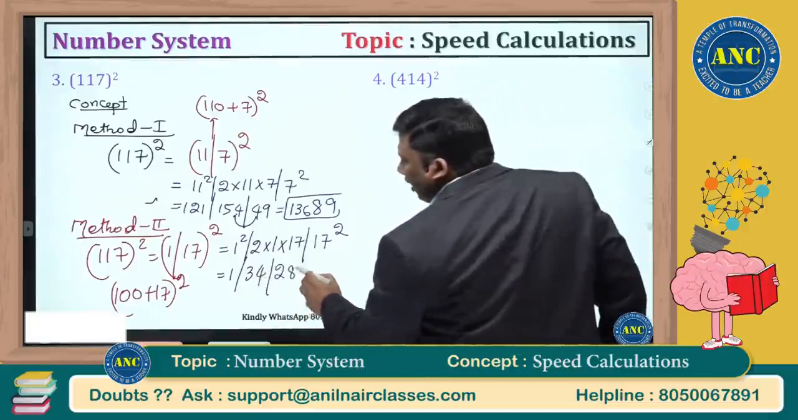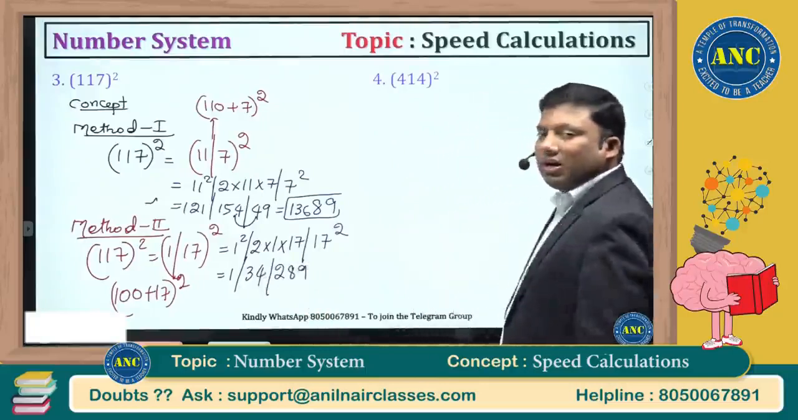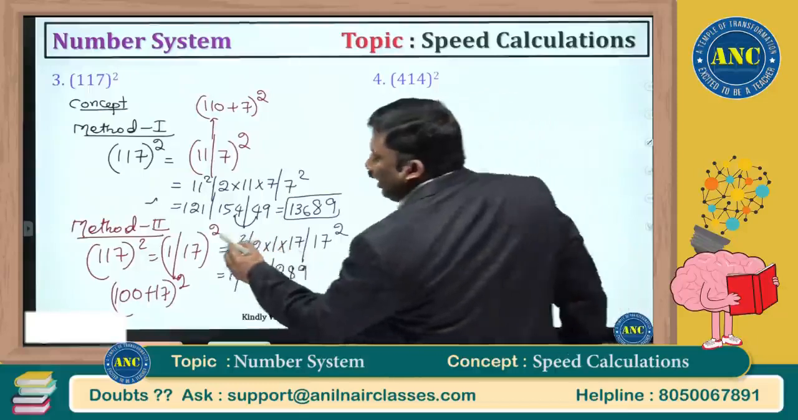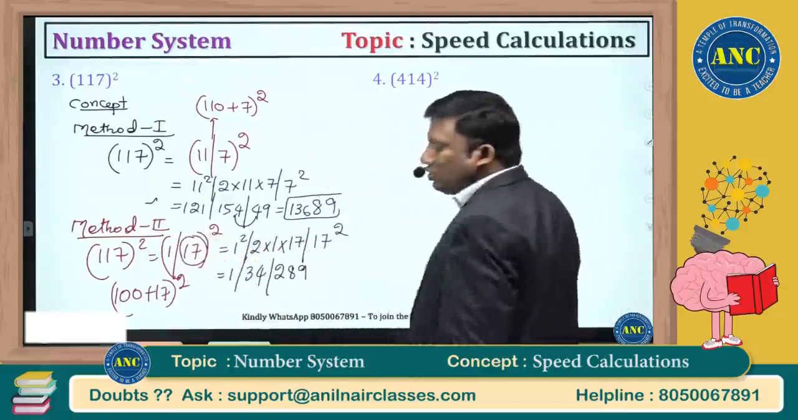17 square is 289. B, how many digits is it taking right now? It is taking 2 digits.